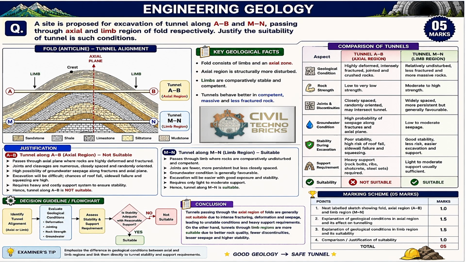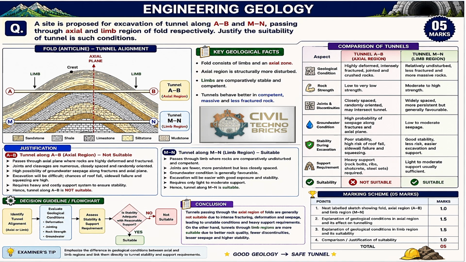Here, the first question related to engineering geology, which is most likely to be an application oriented question, is based on some geological parameters like axial plane and limb. A site is proposed for excavation of a tunnel along AB and MN, passing through axial and limb region of fold respectively. Justify the suitability of tunnel in such condition.